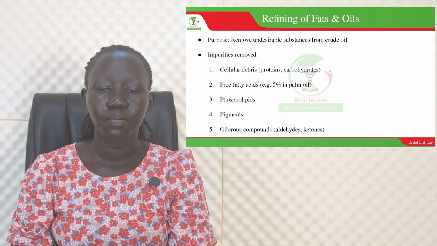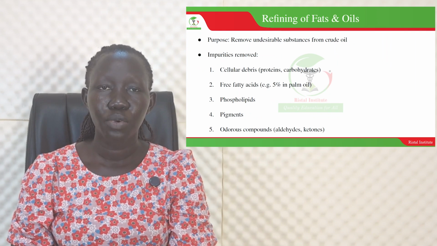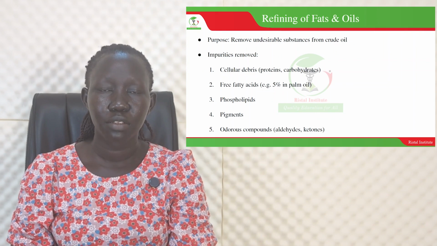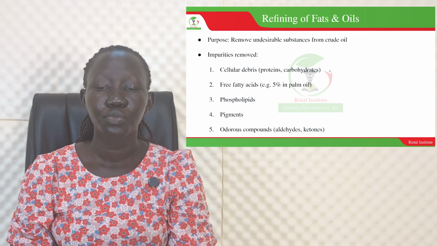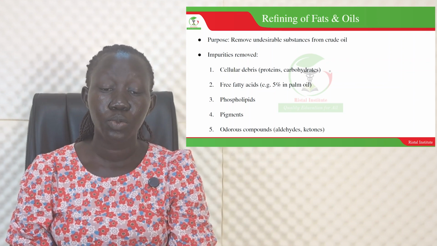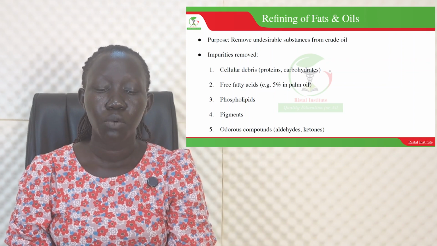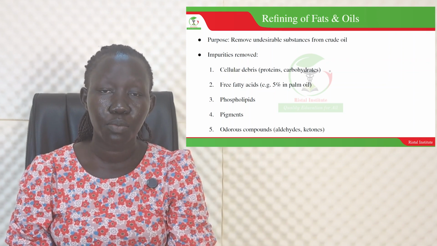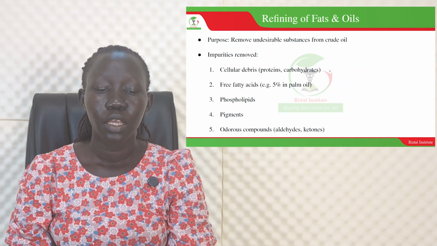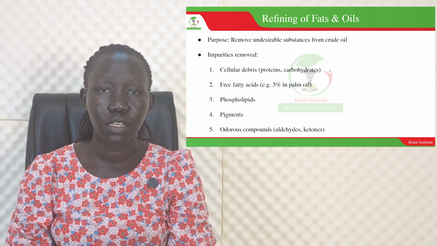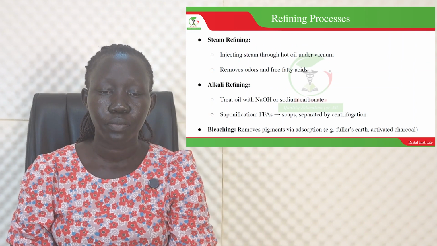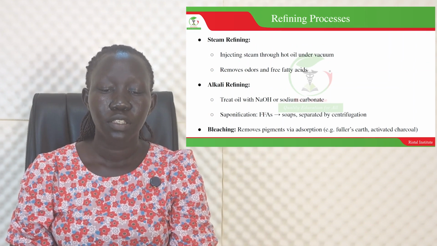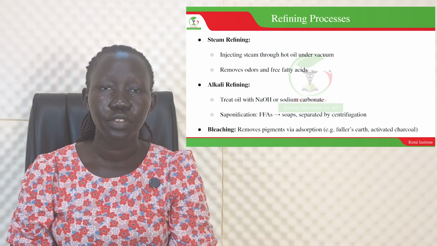Refining of oils and fats. From the way you hear the word, refining is to make it better. Refining involves removal of undesirable substances from crude oil. In this process, we see impurities being removed, and one of these is the cellular debris, such as the proteins and carbohydrates, the free fatty acids, for example, 5% in palm oil, phospholipids, pigments, and odorous compounds like the aldehydes and ketones. We have some key processes involved in refining.